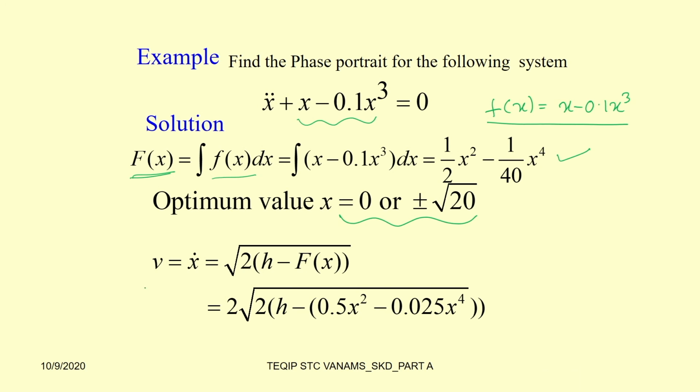So, the velocity also you can find by putting this in. You can get the optimum value of potential energy, which occurs at 0 or plus minus root 20. Already you know x dot is nothing but the velocity, so velocity equal to root over 2 into (h minus F(x)), where F(x) equal to 0.5 x squared minus 0.025 x to the fourth. By taking different values of h, one can plot x versus x dot.